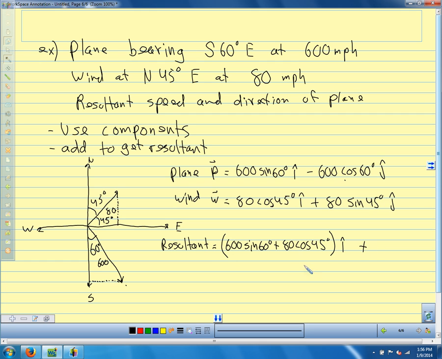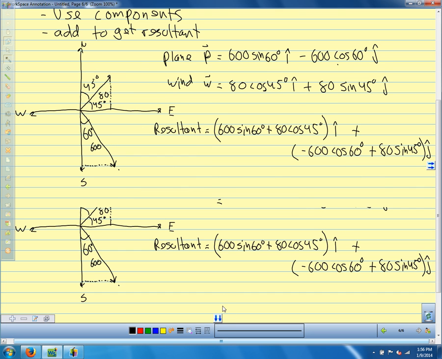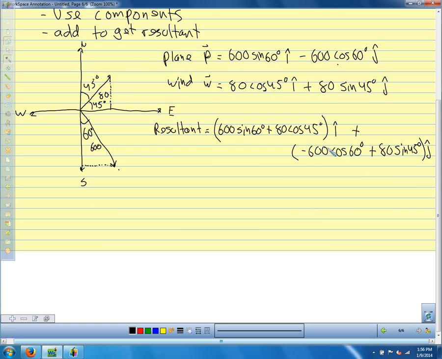Plus, and I'll put this down here on the other line, negative 600 cosine 60 degrees plus 80 sine 45 degrees. And this is our j hat component. There's our resultant vector. Now we can calculate. Plug this into our calculator, get our i hat and our j hat component.